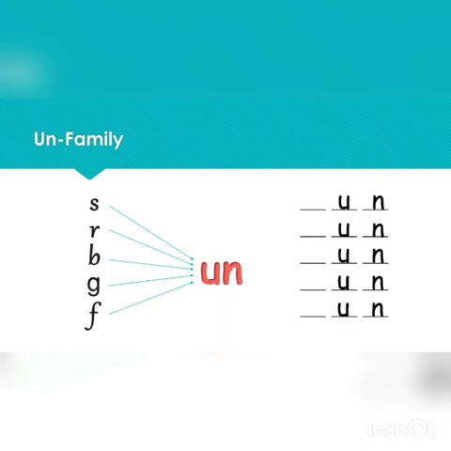When this goes to the un, it will be sun. When the r goes to the un, it will be run. When the b goes to the un, it will be bun. When the g goes to the un, it will be gun. When the f goes to the un, it will be fun.